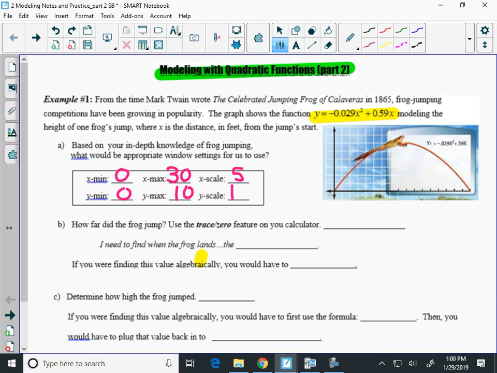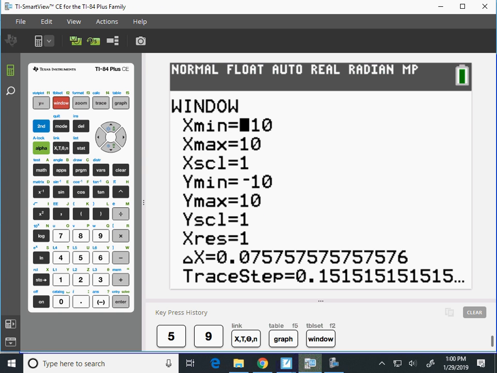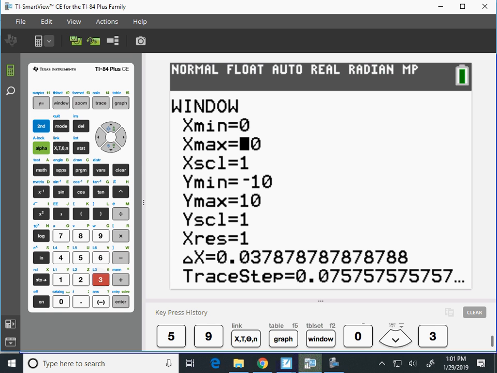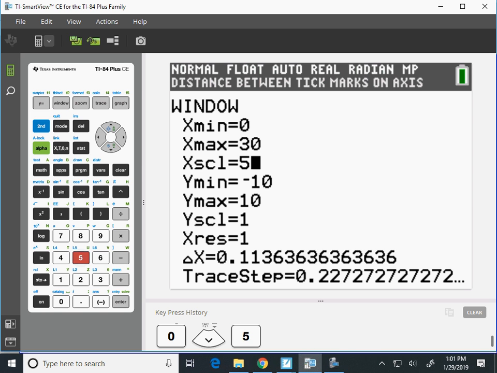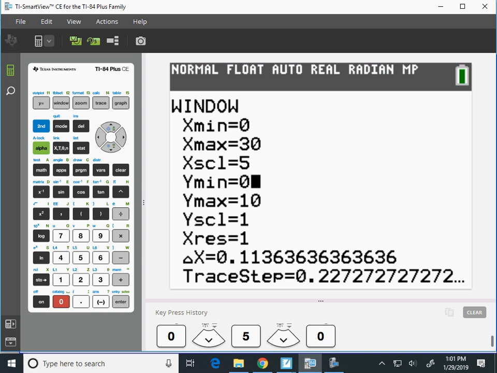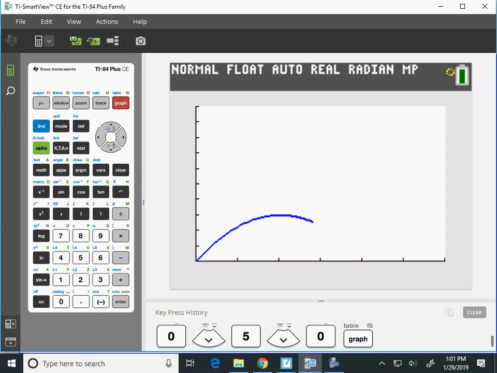Do you guys remember how to adjust your window? Yep, where do you go? Press window. We're going to type all this in. So we'll go 0 to 30. We went by 5s. And then 0 to 10. So this time when you hit graph, you should be able to see the whole path of the frog, which we can. If for some reason we couldn't see the end of it, then we would just go back to the window and make the x's a little bit bigger. We good there so far?